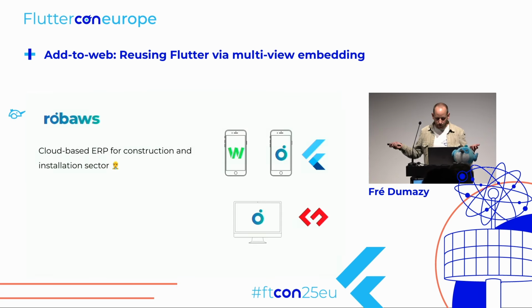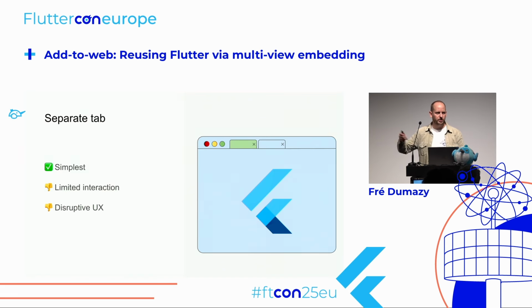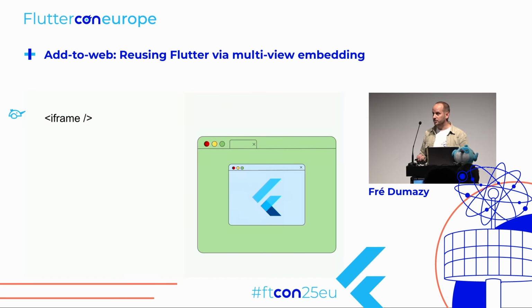Perfect, right? So what we could do is just simply have a Flutter web application and run it in a separate tab. It's by far the simplest, but unfortunately it gives limited interaction, and it's actually very disruptive for the user experience. So you get sent off to somewhere else, and you might not find your way back to the original application. We could do this a bit better using iframes.